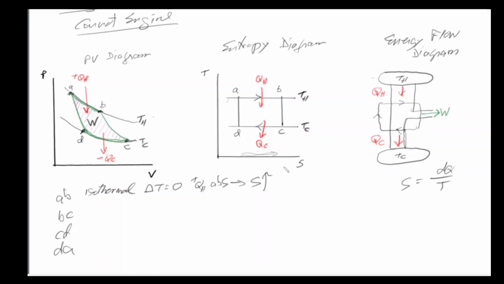We also have an expansion from volume V sub A to volume V sub B. So the volume goes up, which means positive work is done.